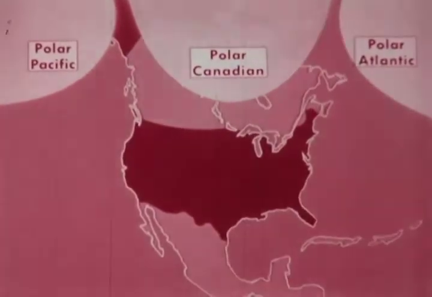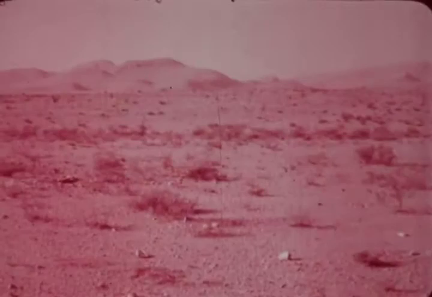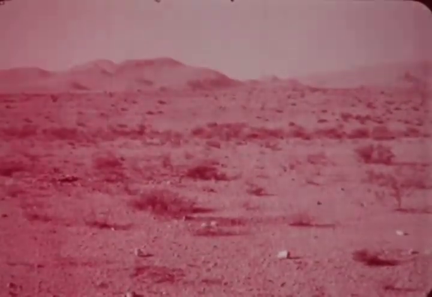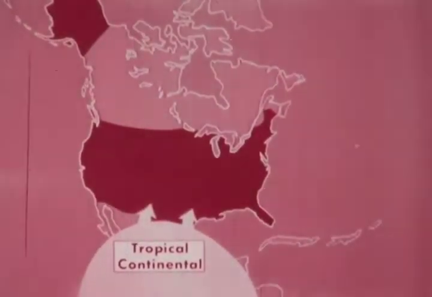Another kind of air mass, the tropical continental, forms over Mexico and the southwestern United States in the summer. Air masses that form over this part of the continent are hot and dry. As they move northeastward, they usually bring clear skies.